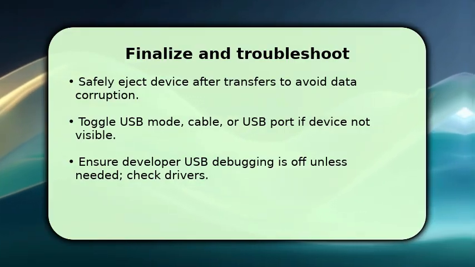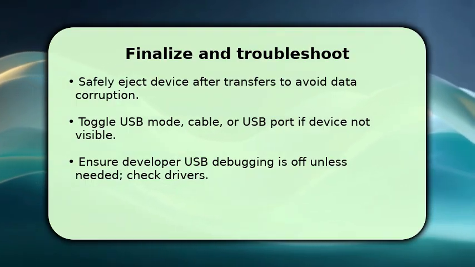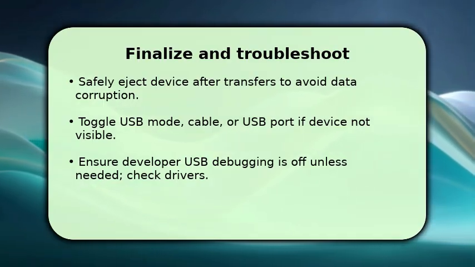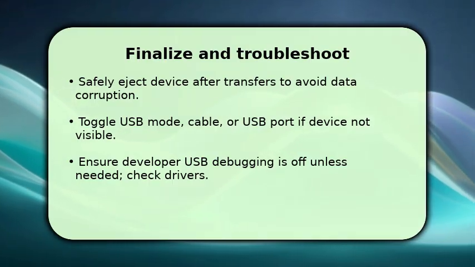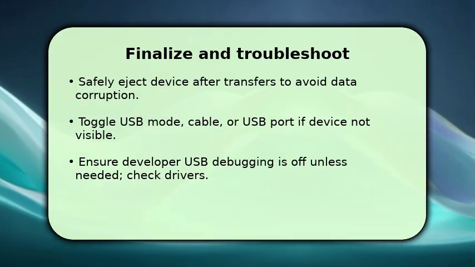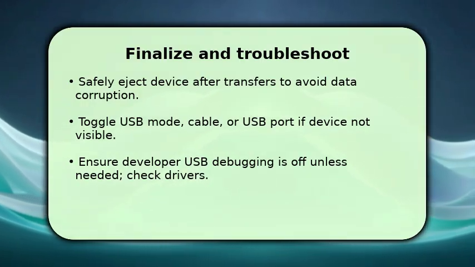If the device does not show up, try toggling the USB mode back and forth, switching cables, or using a different USB port. Many issues are cable or port related. Make sure device drivers and permissions are up to date on the computer. On some phones, enabling USB debugging can interfere, so keep it off unless you need it. If problems persist, restart both devices and retry.